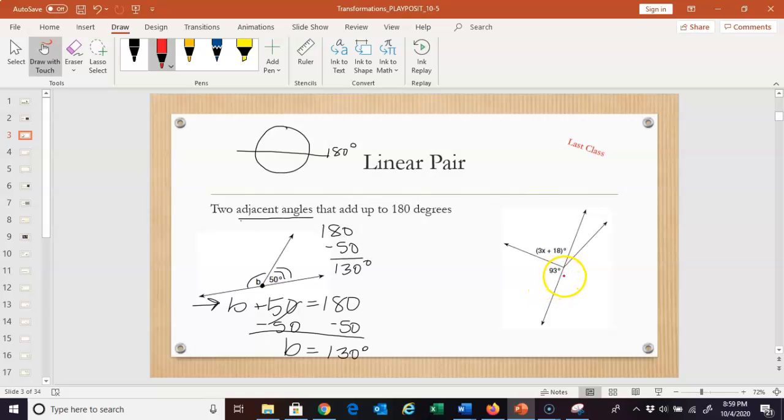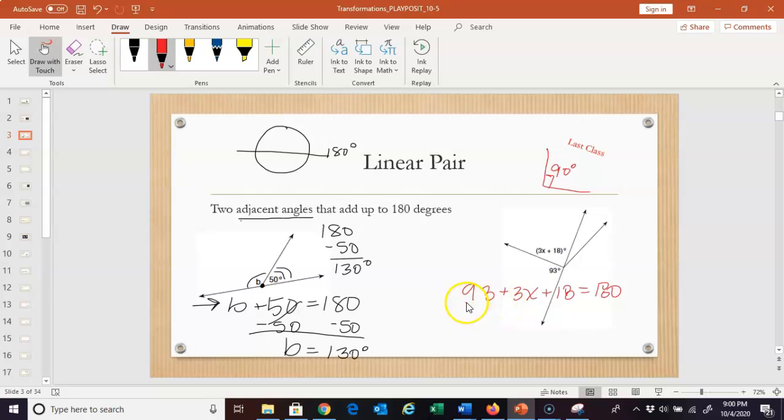Let's look at this one. Be really careful. This 3x plus 18 might look like it's 90 degrees, but we don't know that for sure, right? Remember, to be 90 degrees, it has to be marked with the square, or it has to be written as 90 degrees. So we're not 100% sure. But this is a straight line, so we can go ahead and add them up and set them equal to 180.